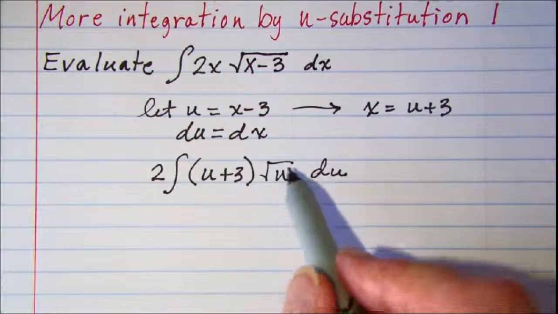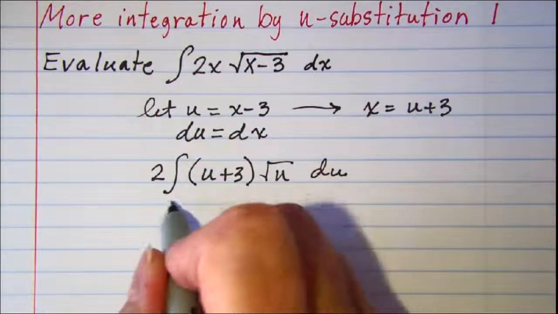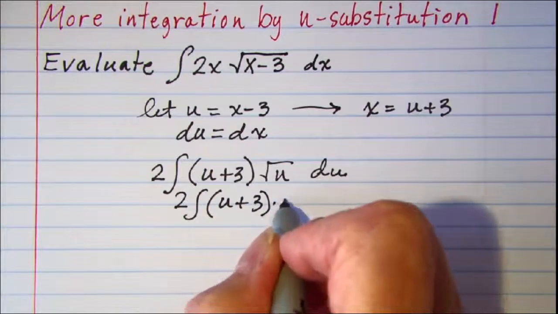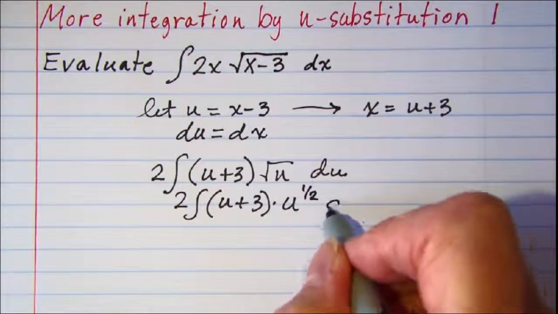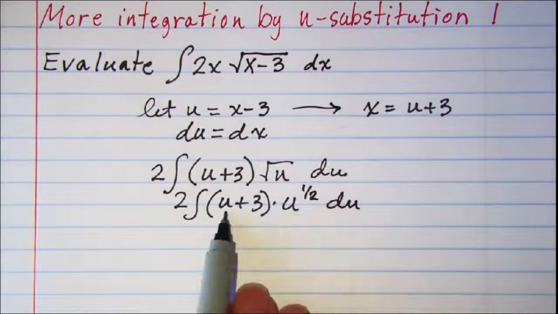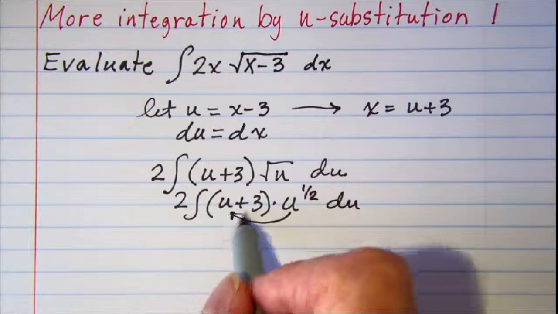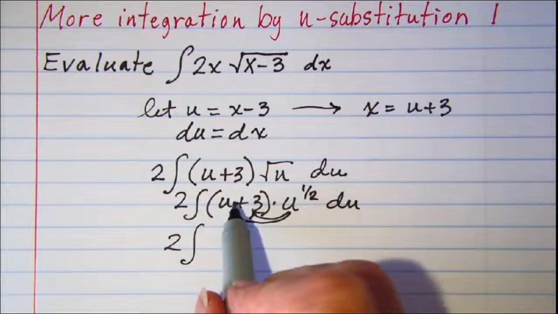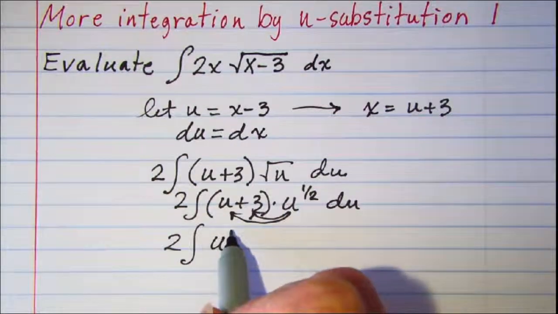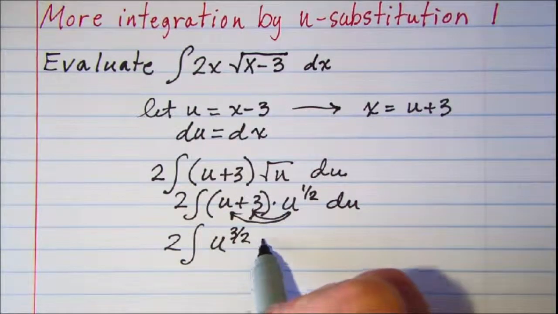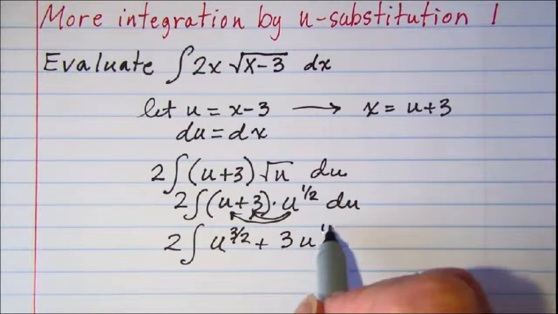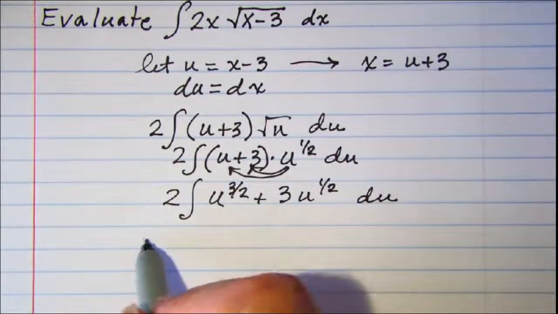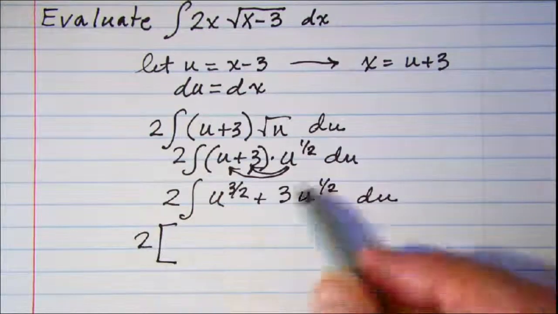I'm going to rewrite this as u to the 1/2 power. And then distribute the u to the 1/2 power through the binomial here. I have 2 times the integral of u to the 3/2 plus 3u to the 1/2. Now let's just write my 2 out here.